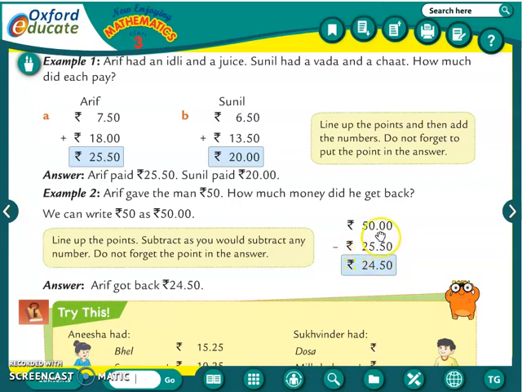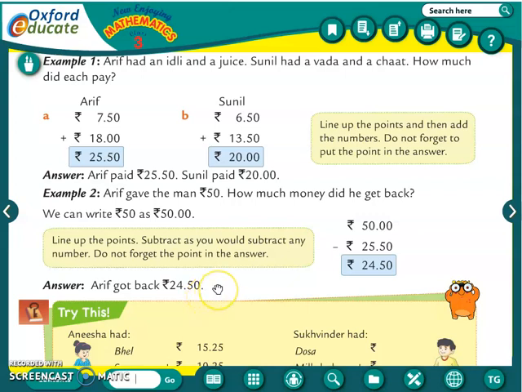So we have to subtract the two numbers like this, and the subtraction answer will be 24.50. So Arif got back 24 rupees 50 paise.